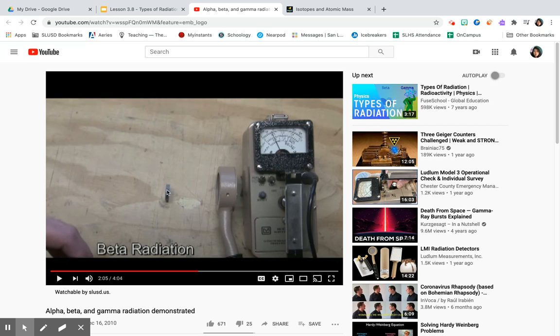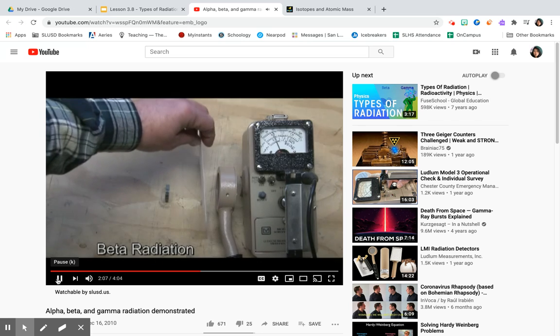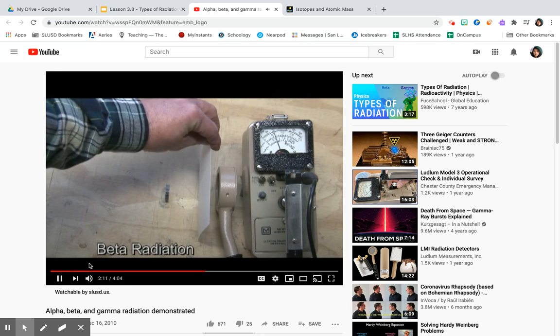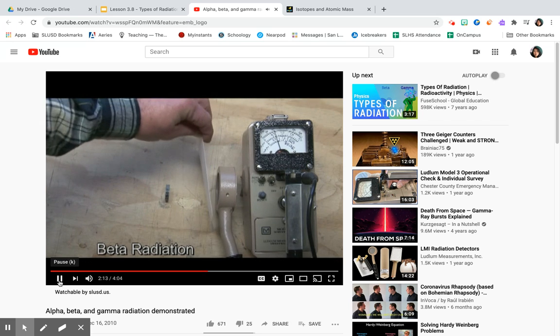So this individual placed an object that's releasing something called beta radiation, one type of radiation, and he's going to talk about how you can block it. But mainly what I want you to hear is that clicking noise that's given off when we're measuring radiation. And if he sticks paper in here, you can still hear the clicking noise. Paper doesn't do anything really to block that beta radiation.